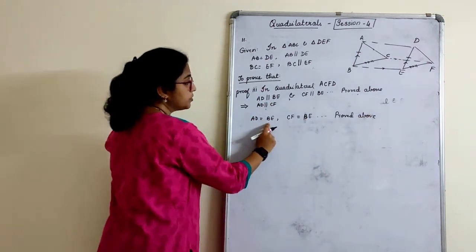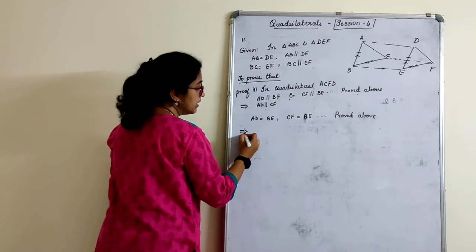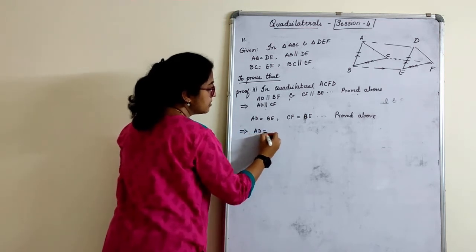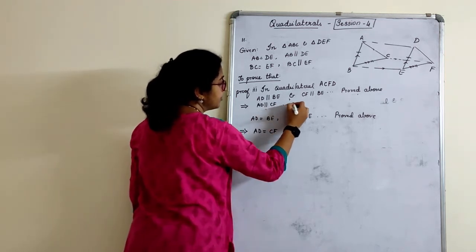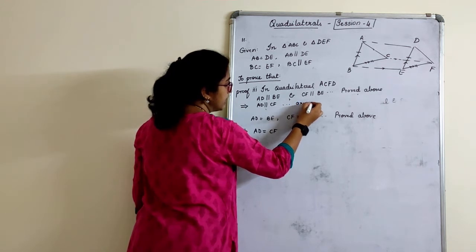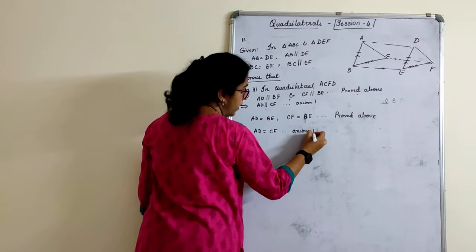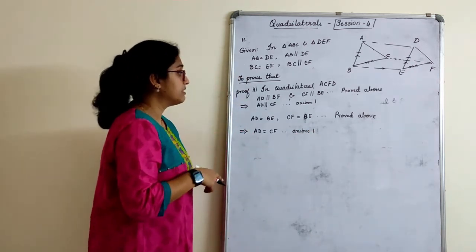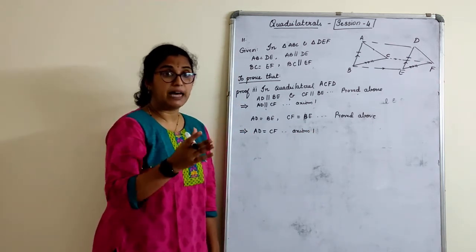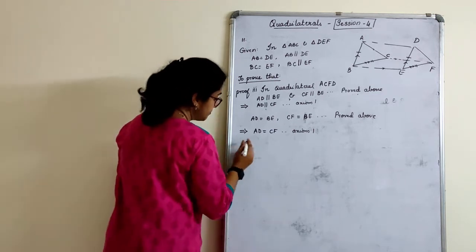AD is equal to BE, CF is equal to BE. This implies that AD is also equal to CF. Both the places I will write here as axiom 1 and axiom 1. In a quadrilateral, if a pair of sides is equal and parallel, then it is a parallelogram.